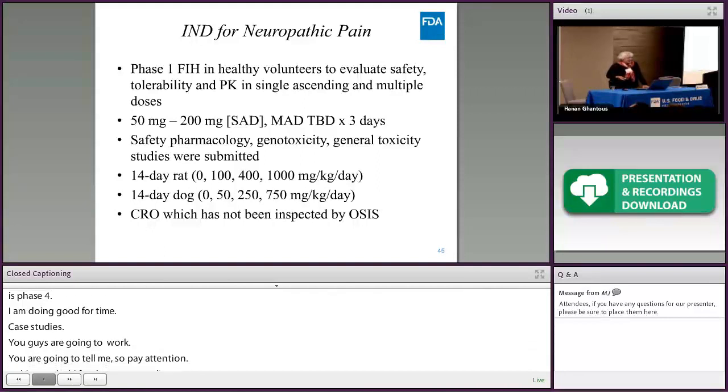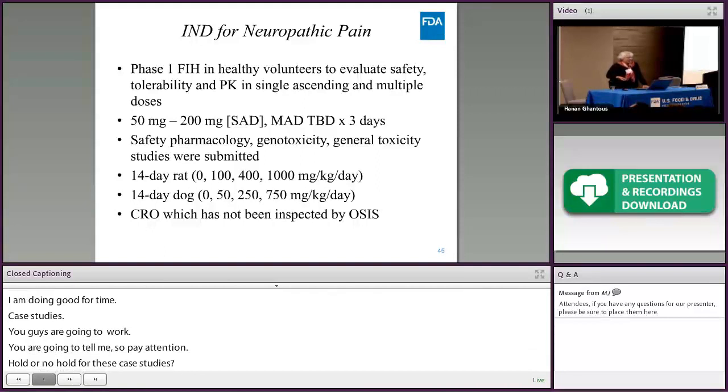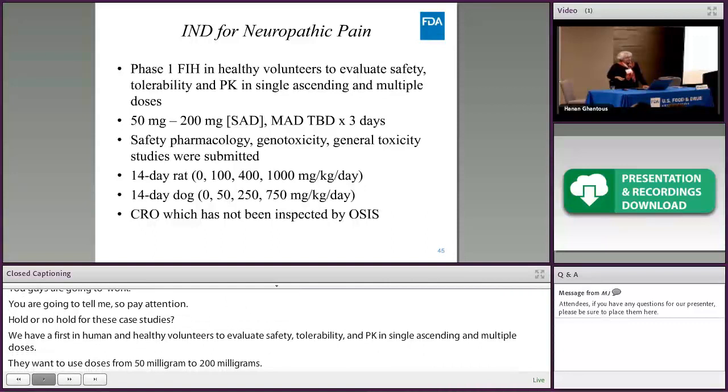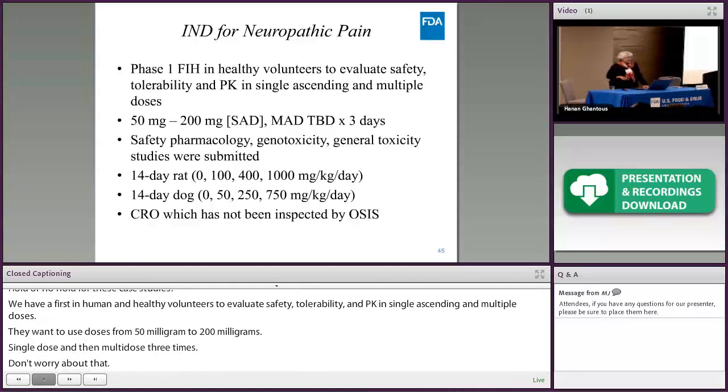So we have a first-in-human study in healthy volunteers to evaluate safety, tolerability, and PK in single ascending and multiple doses. So the sponsor wants to use doses from 50 milligram to 200 milligram, single dose, and then multi-dose 3 times. Don't worry about that, just the single dose. So they've submitted safety pharmacology, genotoxicology, general toxicity studies.